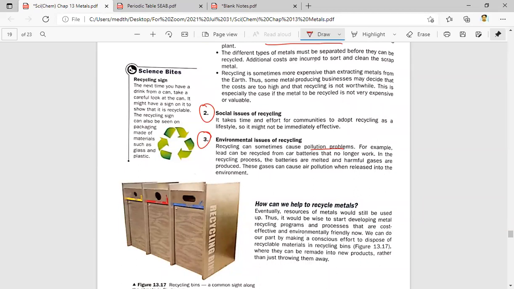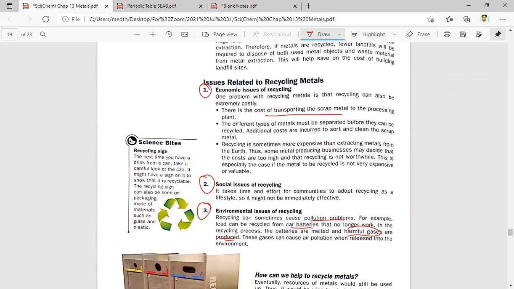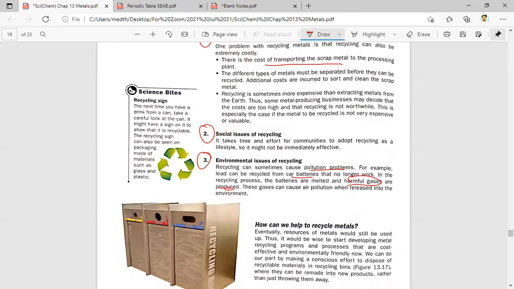What do we mean? As we recycle, sometimes we produce harmful materials. For example, in the recycling process for car batteries, the batteries are melted and harmful gases are produced. So in the midst of recycling, harmful gases are produced. So it doesn't mean recycling is always good. There are also issues involving recycling. So it's about balancing the pros and the cons when we look at mining for metals versus recycling metals.